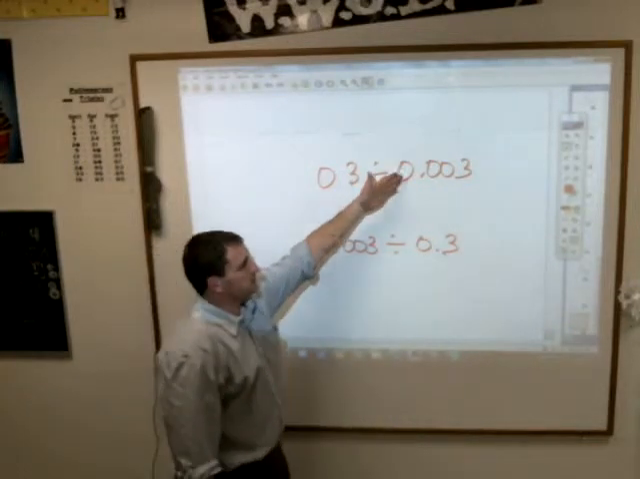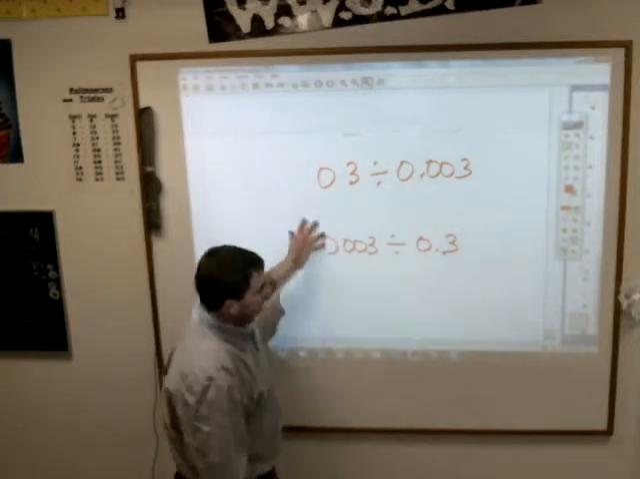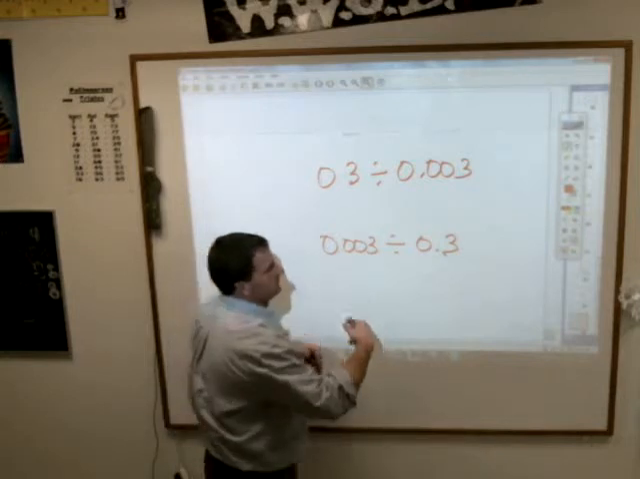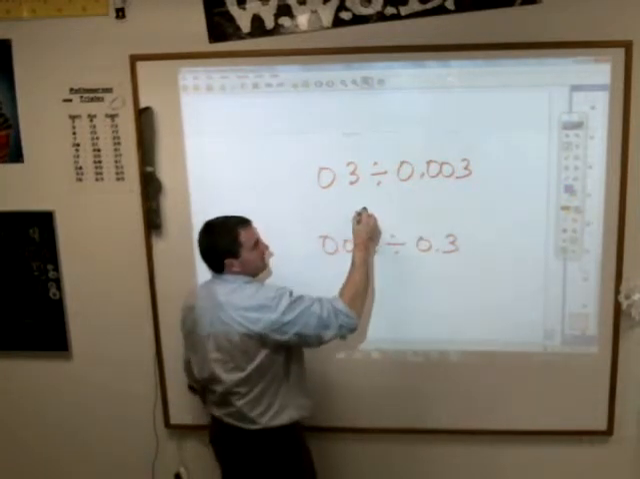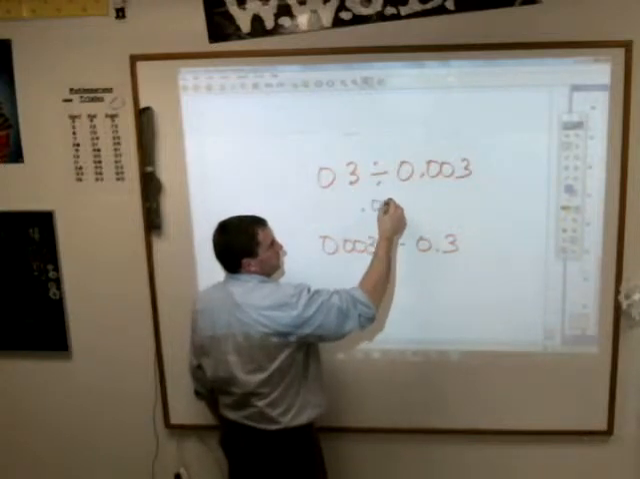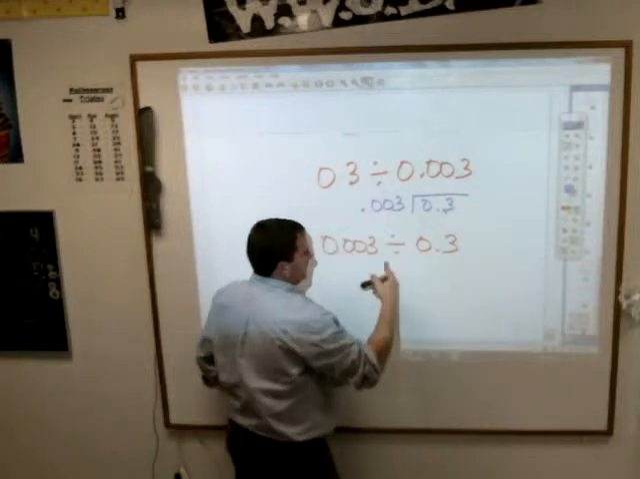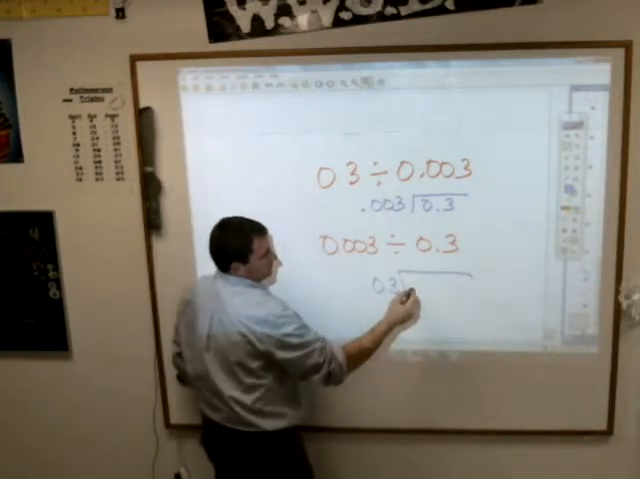So when you look at these, how do you write the actual division problem? The number on the left, they actually flip-flop places when you write it out as a division problem. This one goes on the outside of the box, 0.003. This one goes inside the box. Same thing with this one: it goes on the outside of the box, and this one goes on the inside.